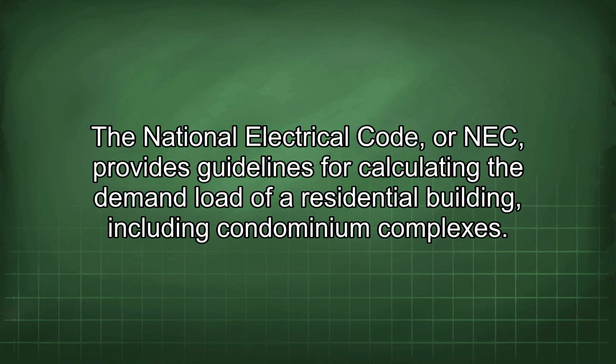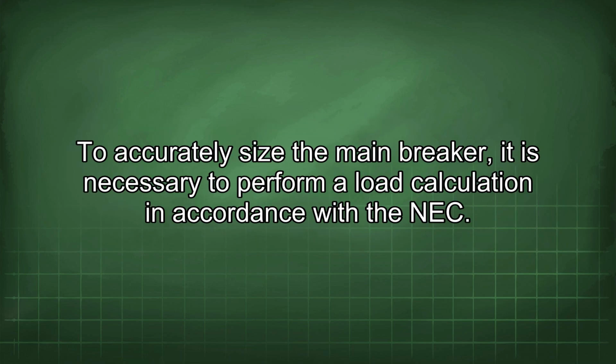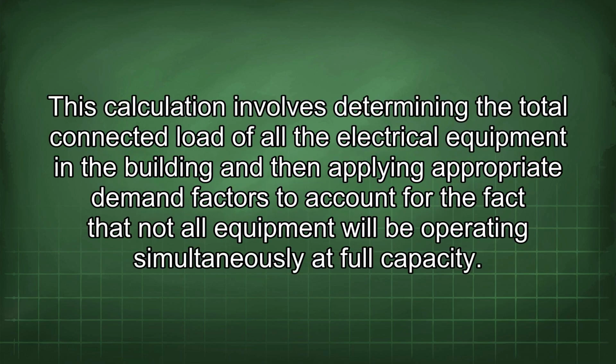The National Electrical Code, or NEC, provides guidelines for calculating the demand load of a residential building, including condominium complexes. The demand load represents the maximum amount of electrical power that the building is expected to draw at any given time, taking into account factors such as the size of the units, the number of appliances, and the occupancy patterns. To accurately size the main breaker, it is necessary to perform a load calculation in accordance with the NEC. This calculation involves determining the total connected load of all the electrical equipment in the building and then applying appropriate demand factors to account for the fact that not all equipment will be operating simultaneously at full capacity.